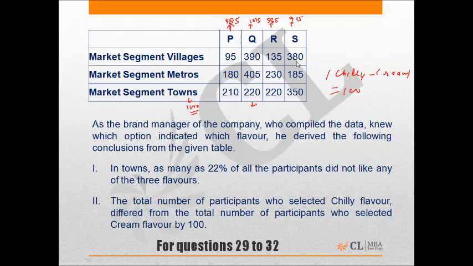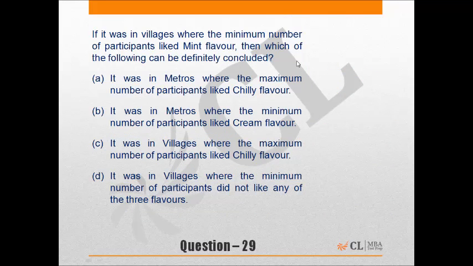So chili and cream could be either P and R, not necessarily in this order, or Q and S, again the order could be any. Let's move to the first question.